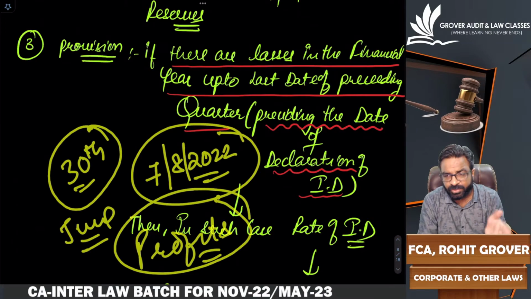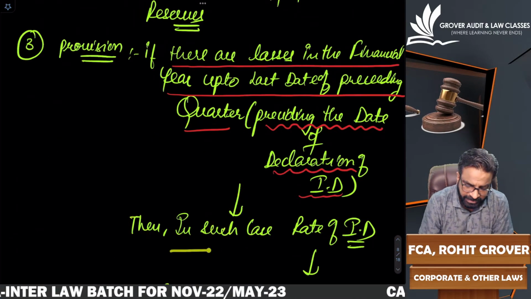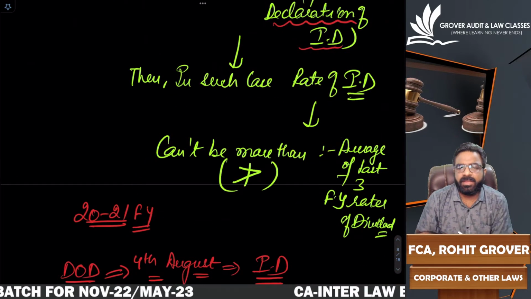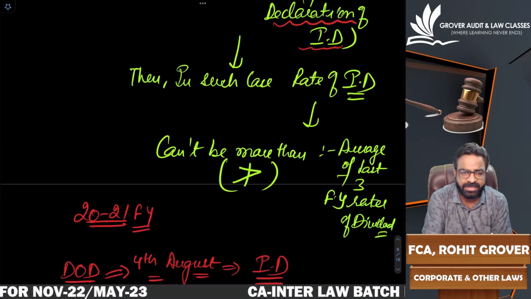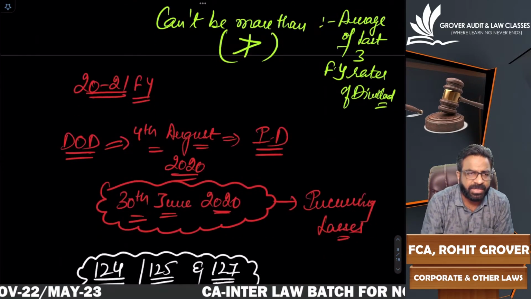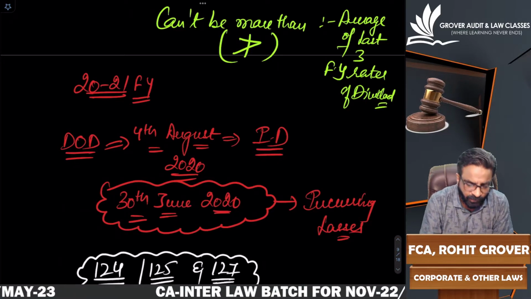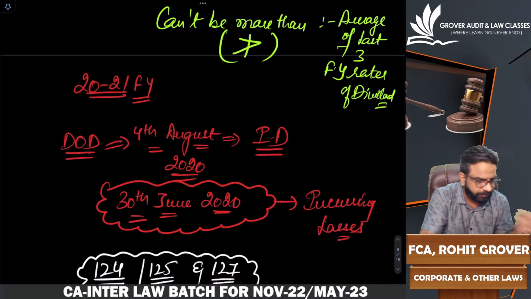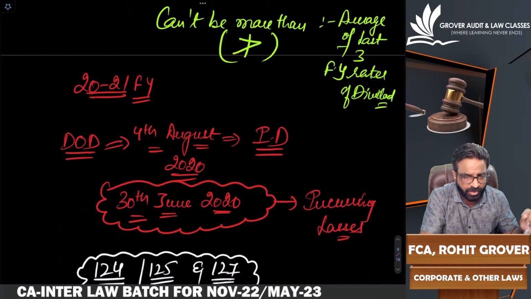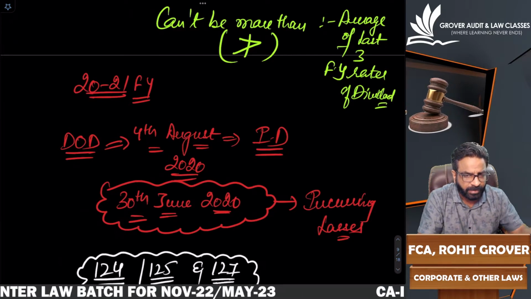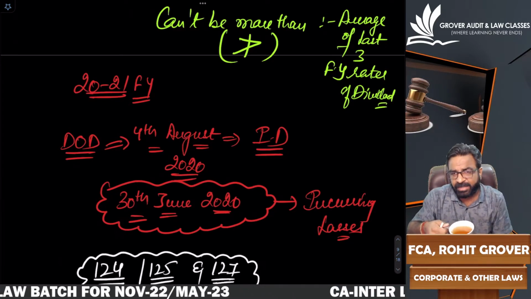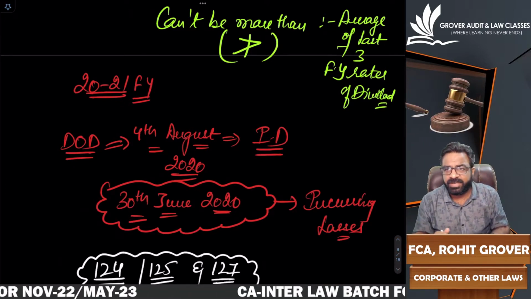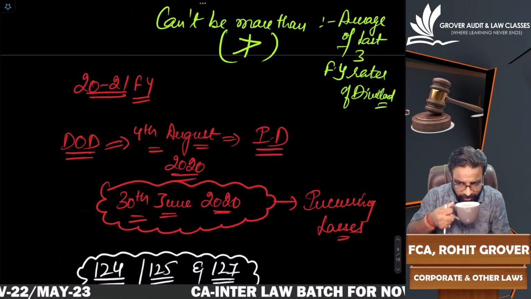But if on the 30th June losses are there, then what is the provision? Then in such a case, the rate of interim dividend cannot be more than how much? The average of the last 3 years' dividend. Is it clear? Let's take an example. For financial year 2021 we are paying the dividend, declaring it on 4th August. Tell me, what is the preceding quarter of 4th August? June 30th. On June 30th the company is incurring what? Losses. So then in that case, can you pay at any rate, or do you have to pay at most the average of the last 3 years' rate? Last 3 years' rate is the maximum you can pay. Am I correct? Yes, sir.